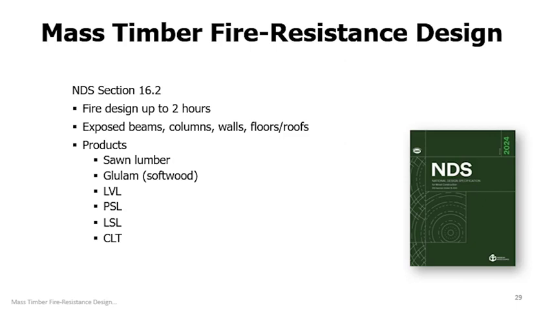Chapter 16 also applies to any exposed wood member, including those in beams, columns, wall assemblies, floor ceiling assemblies, and roof ceiling assemblies. Materials addressed within Chapter 16 of the NDS include sawn lumber and glued laminated timber, or glulam. But then also the NDS was expanded in 2015 to address fire design of structural composite lumber, or SCL, and cross-laminated timber, CLT.